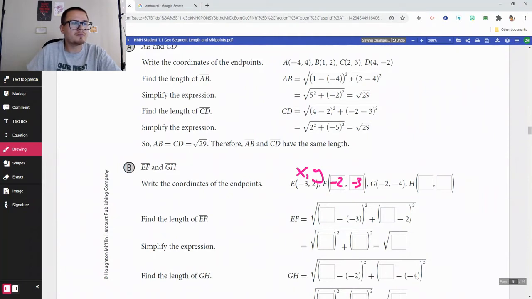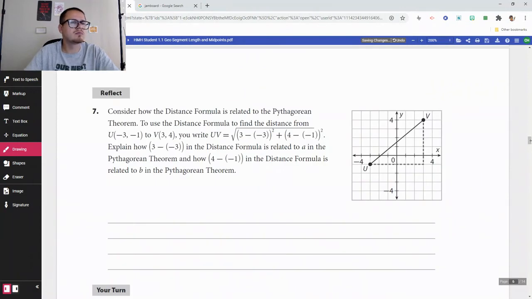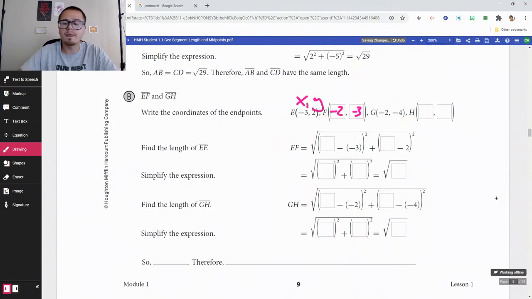And then I need to get the coordinates for H, so I know where G is, so let's find H. H is right there on the x-axis, so it's going to be 1, 2, 2 for x, 0 for the y. 2 comma 0 is where that one is. All right, 2 comma 0, 2, 0.